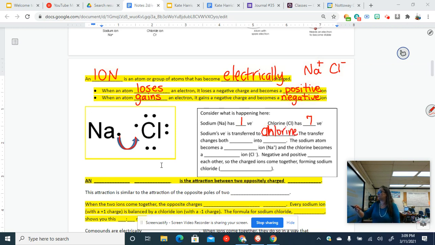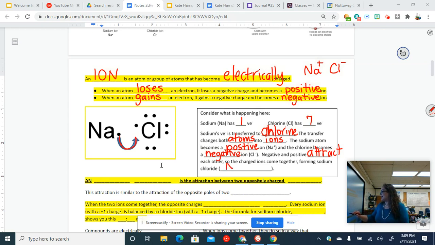The transfer changes both atoms into ions. They're now no longer considered to be just atoms. They're now ions. The sodium ion becomes a positive ion because it lost an electron, and the chlorine becomes a negative ion because it gained an electron.